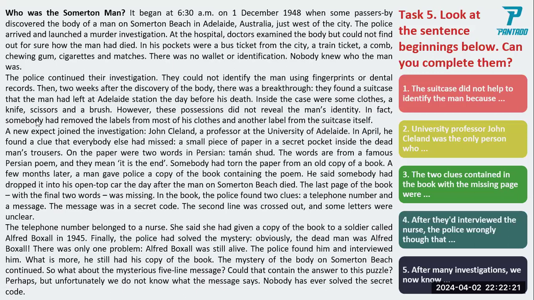So we have here, who was the Somerton man? Okay, look at this one. Look at the sentence beginnings below. Can you complete them? These are sentences. You can write your answer in the chat box to complete that one. You can write the complete answer, I mean, the answer that needs to be completed. Not all. If you think it's long, you can write the next word or next words.